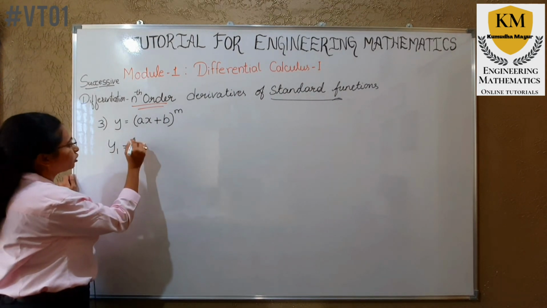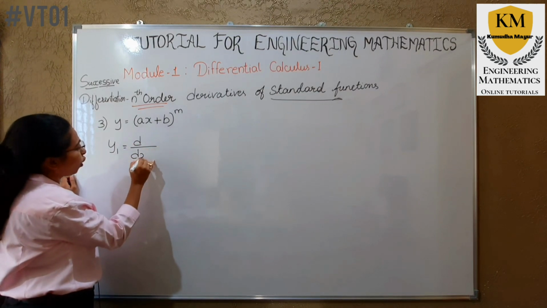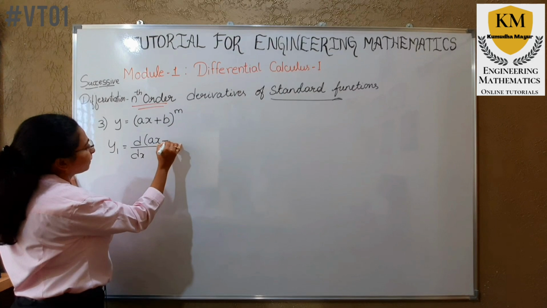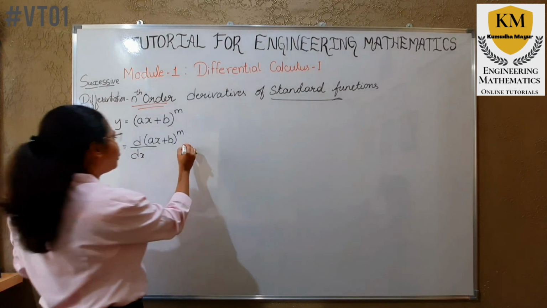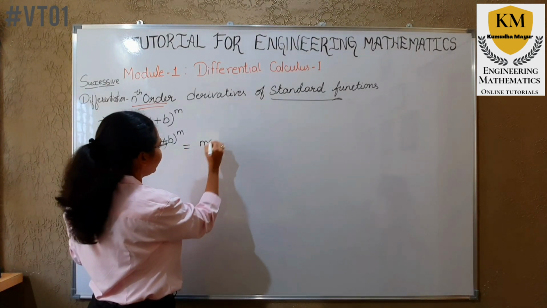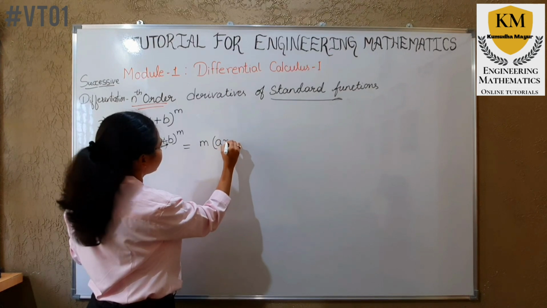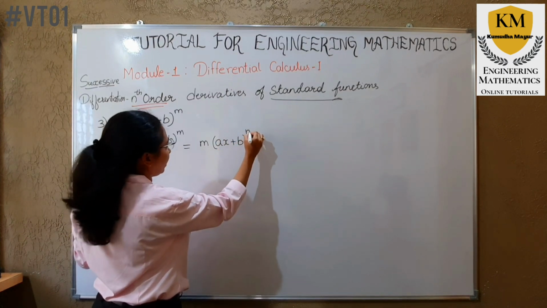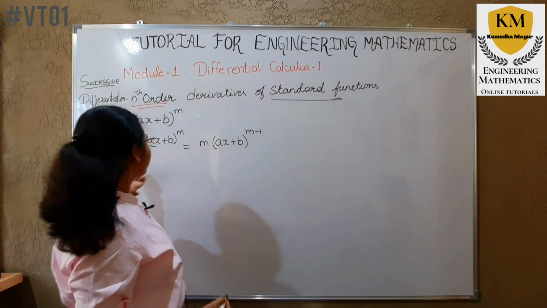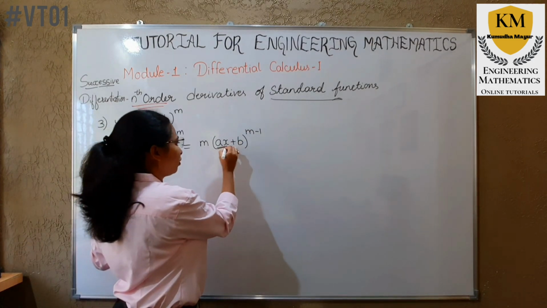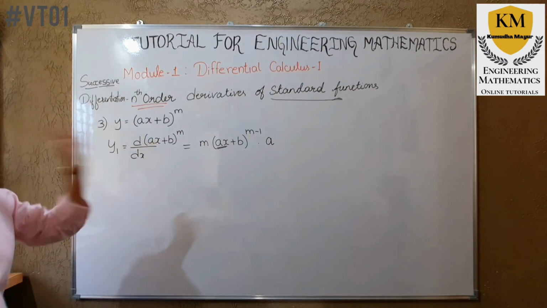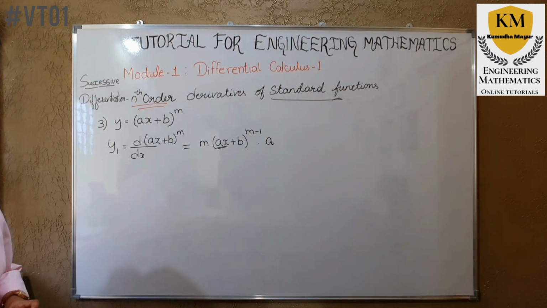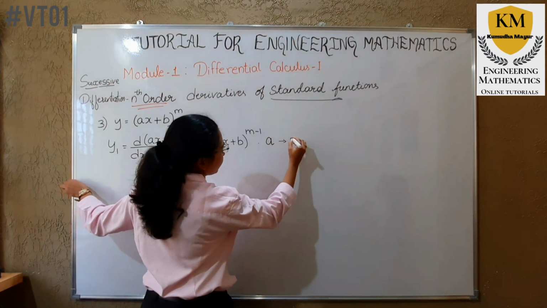Y1 is equal to d by dx of (ax plus b) whole to the power m. So when you differentiate this, you are going to get m into (ax plus b) whole to the power m minus 1, and I am differentiating with respect to x, whereas ax is having a term called x, so into a. When you differentiate ax, you are going to get a. So this is the first derivative. This derivative gives you first order. Let me write it first order.